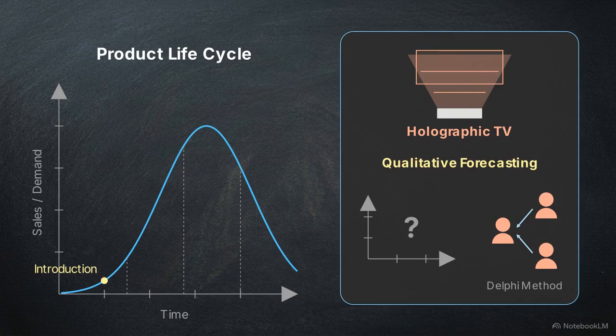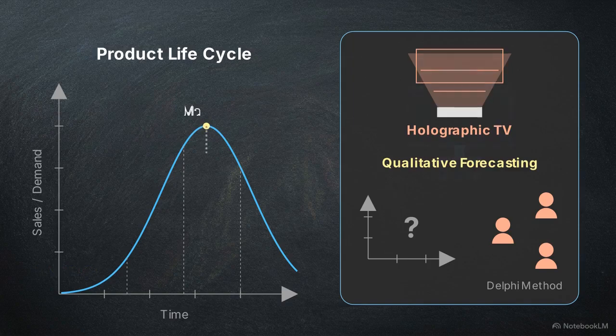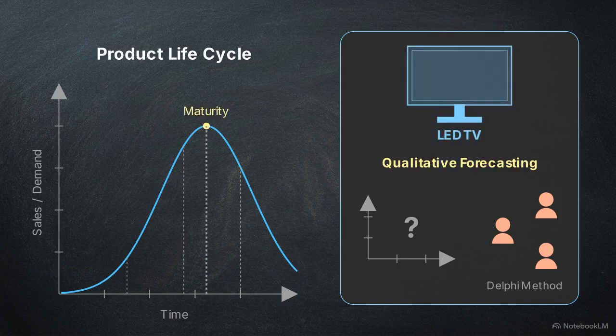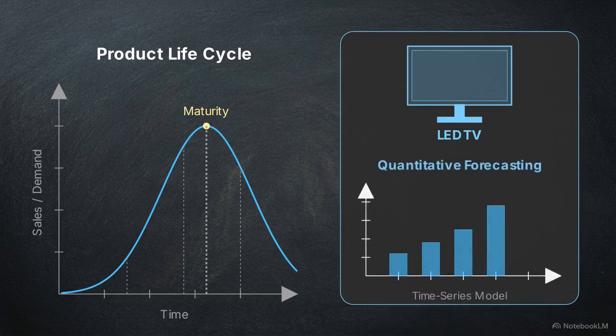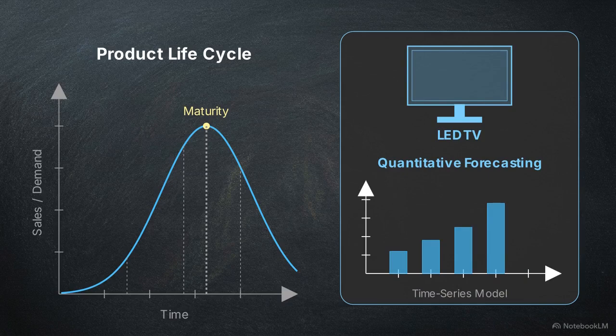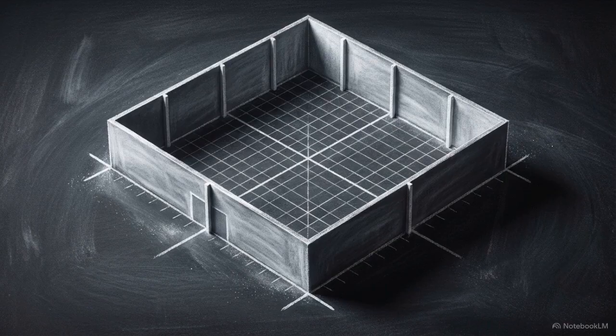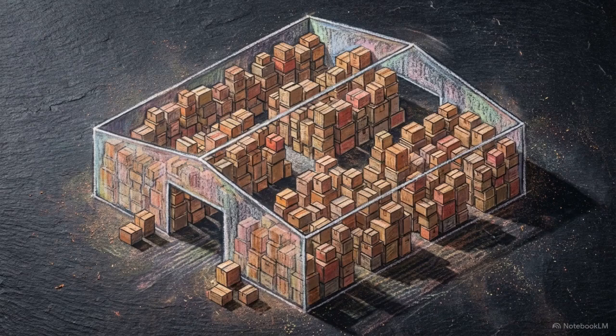Contrast that with a standard LED television. It has moved past its growth period and reached the maturity phase at the peak of the curve, where manufacturing lines and consumer demand have stabilized. Here, subjective intuition is discarded. Mature products demand quantitative time series models. Analysts use years of hard historical data to generate precise mathematical projections. Applying a strict time series algorithm to a brand new invention, or relying on executive guesswork for a mature product line, results in severe miscalculations in inventory and capital allocation.